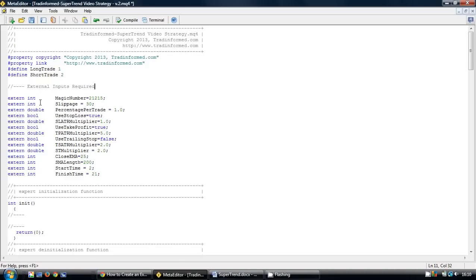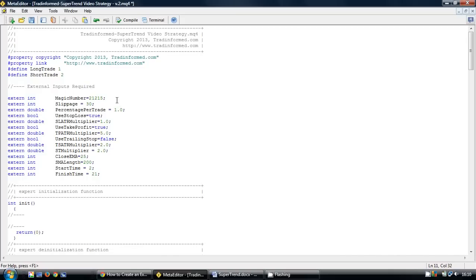Again, we're using an integer type of information. Slippage refers to the maximum allowed deviation from the price that the expert advisor decided to make a trade, and from the price available when it was able to actually take that trade.